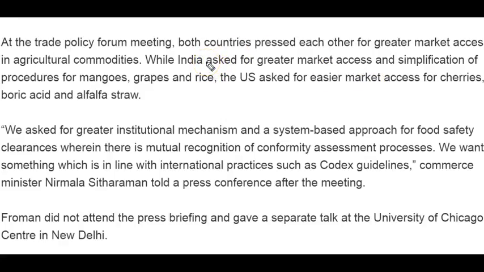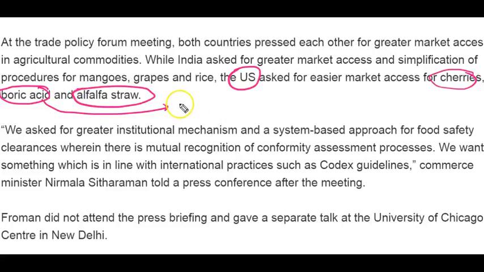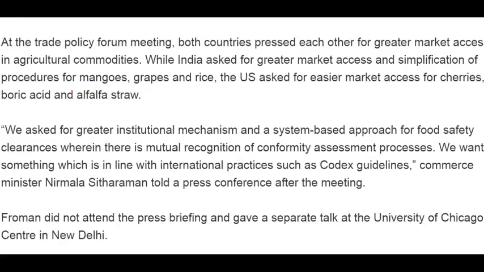Another issue that India and US both raised is greater market access for agricultural commodities. India asked US to simplify procedures for importing mangoes, grapes and rice from India, and US also asked India to simplify the procedure for cherries, boric acid and alfalfa straw. Prepare about boric acid in general science. It can be asked in the prelims examination. Food safety clearance is another area that both countries raised.